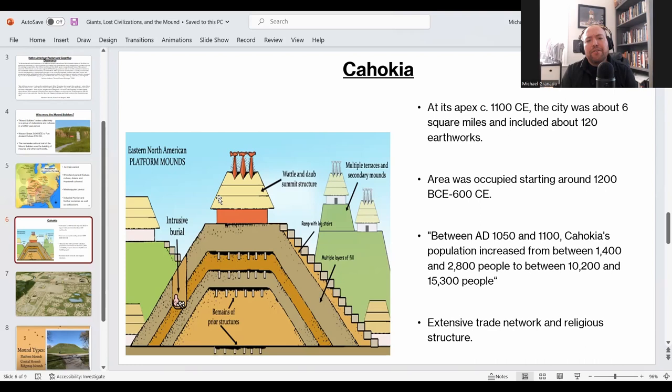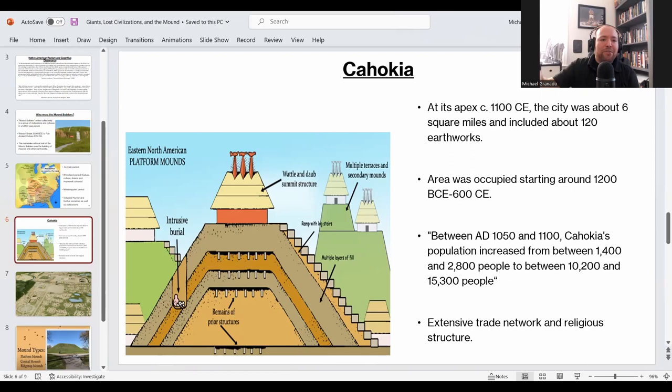The mounds themselves are earthen mounds constructed with a combination of clay and sand. This is an artistic rendering of maybe how that process would work, including clay in the middle, a layer of sand, another layer of clay, sand. This was to help prevent erosion and to establish the existence of the mounds over time.